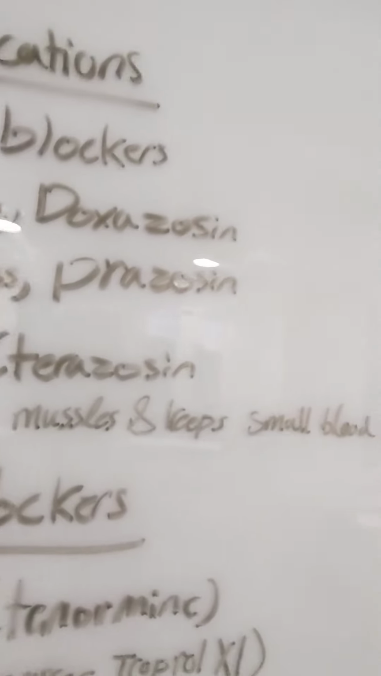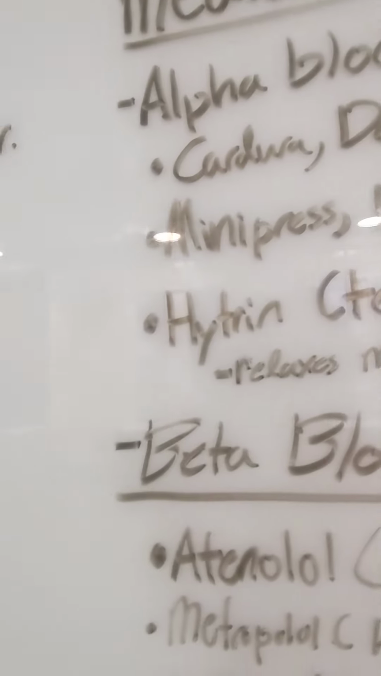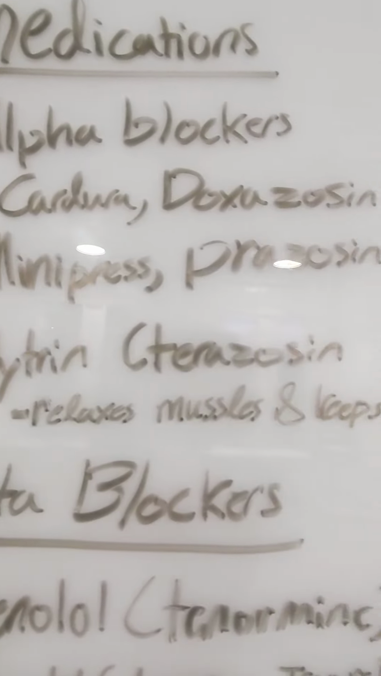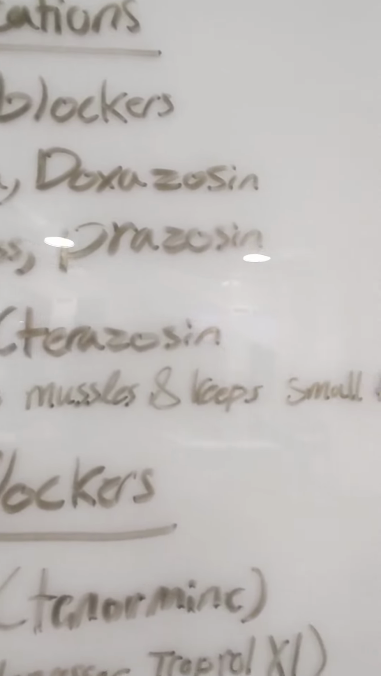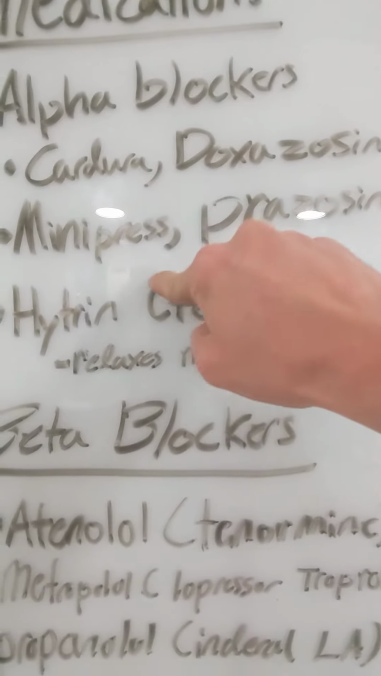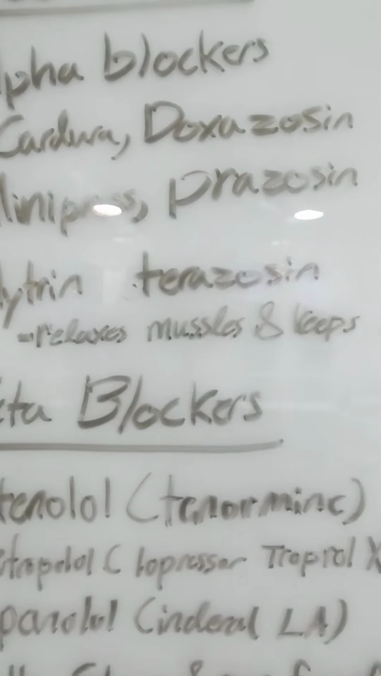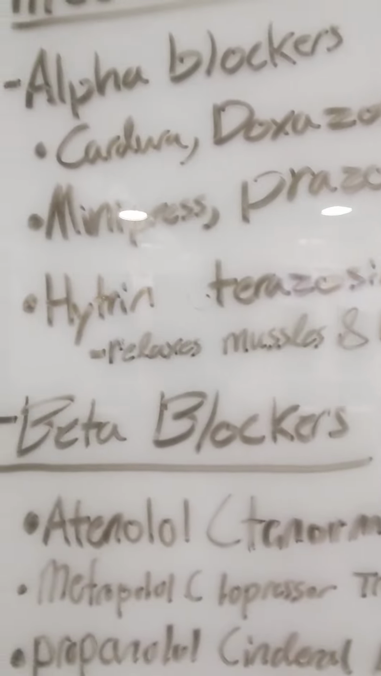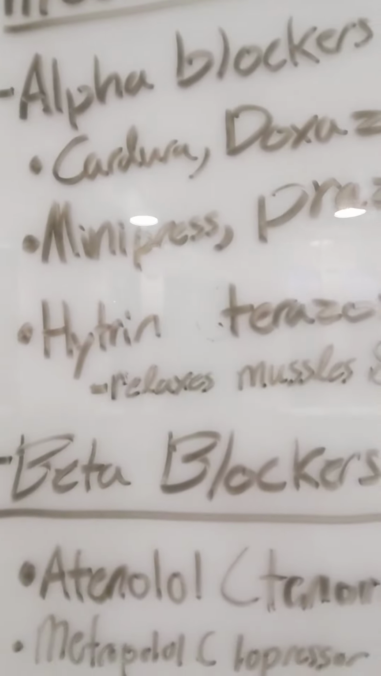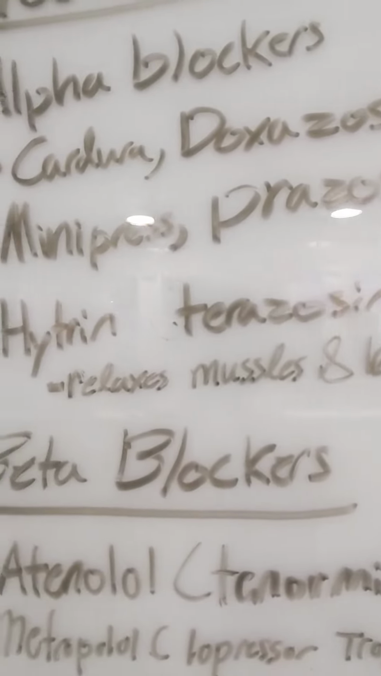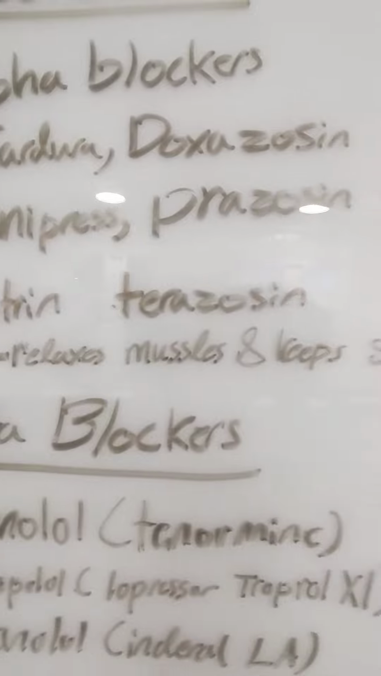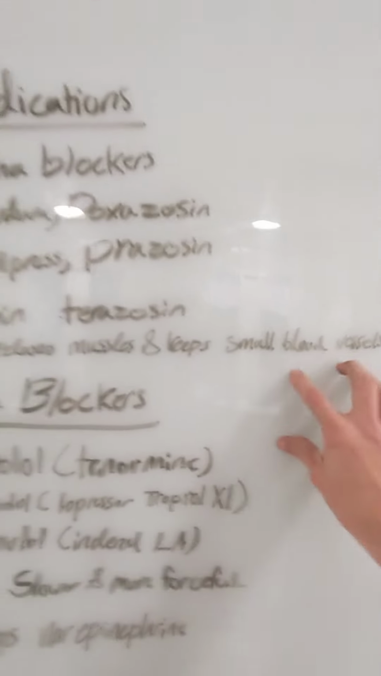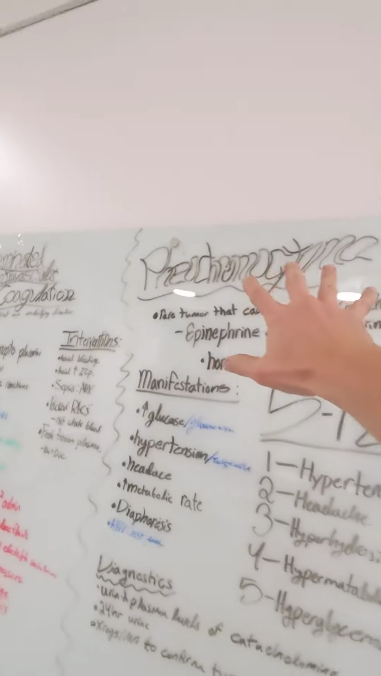Minipress, also called prazosin, and Hytrin, which is terazosin. I probably just put this here because it was going to be in parentheses, then I forgot to do it. So terazosin. And what this terazosin, this Hytrin does, or probably all of these, is they relax the muscles and keep the small blood vessels open, which is a problem you have in pheochromocytoma.